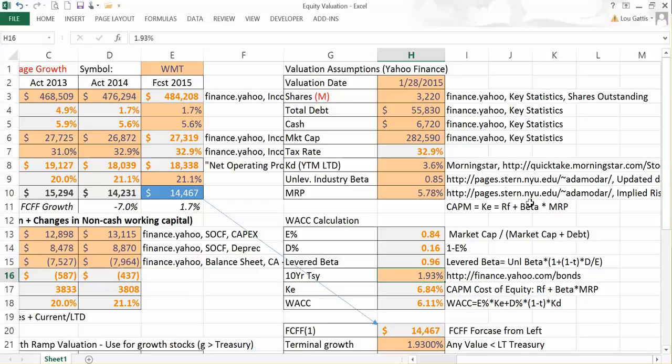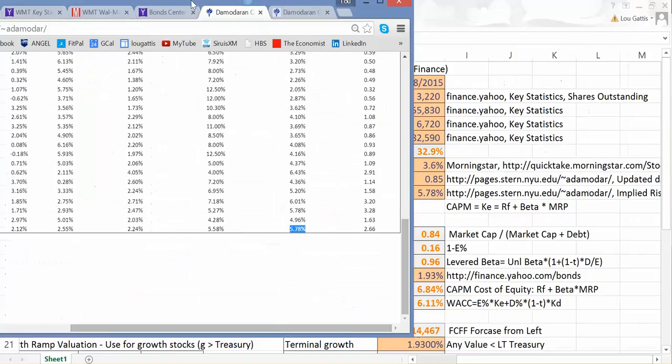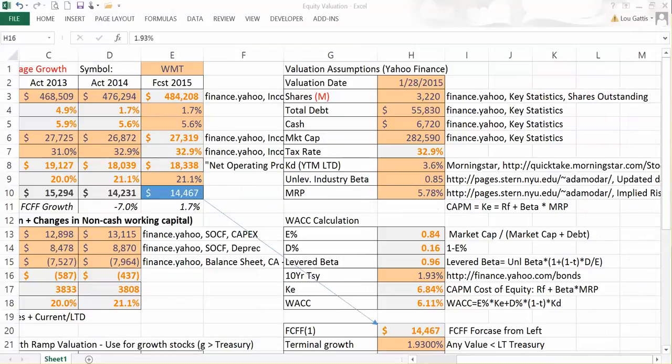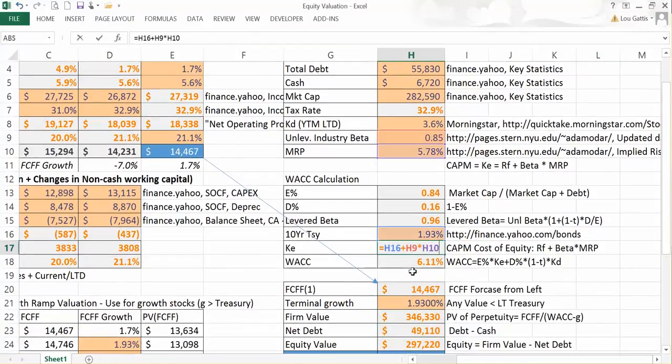There's my 10-year treasury from Yahoo Finance bonds. So I can just go to Yahoo Finance, look up the 10-year treasury. Current yield's about 1.80, 1.90. That allows me to do the CAPM calculation. 10-year treasury plus my beta. Oops, I need to switch that to my levered beta. All right, so that's my levered beta times my market risk premium. So I can now calculate weighted average cost of capital.